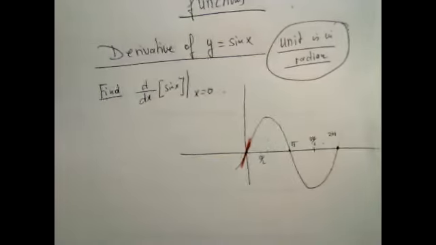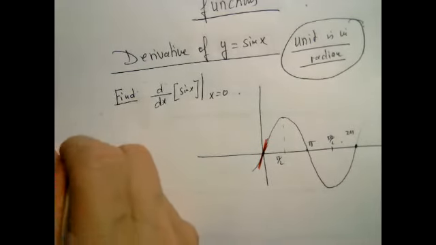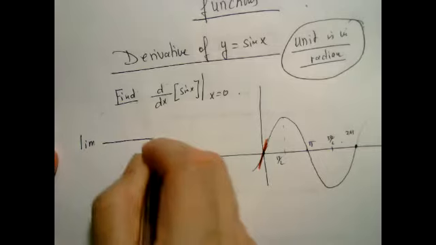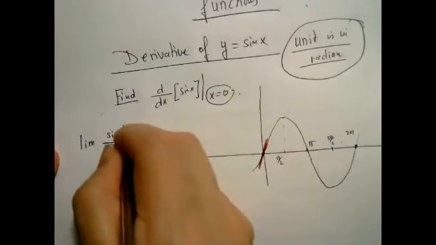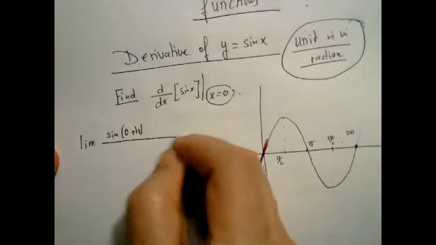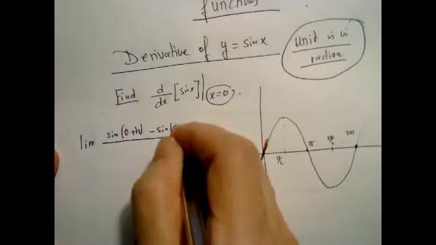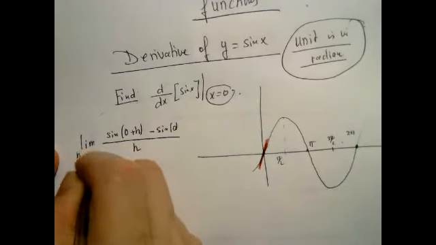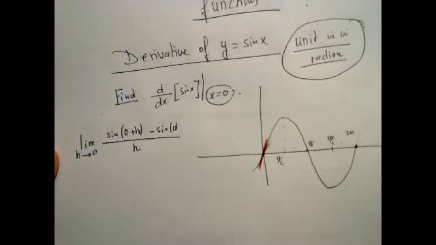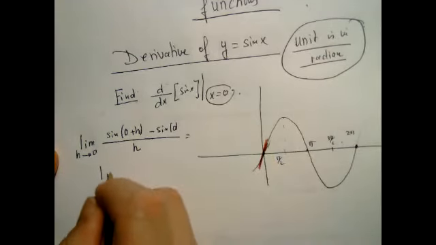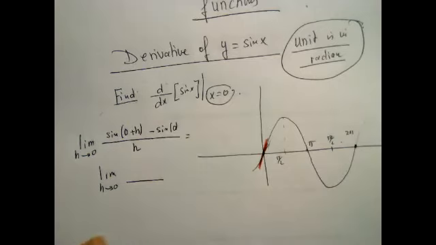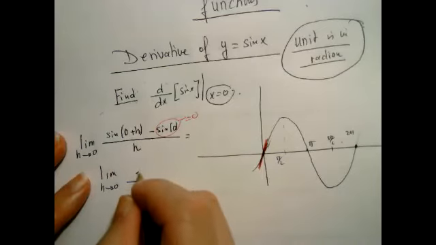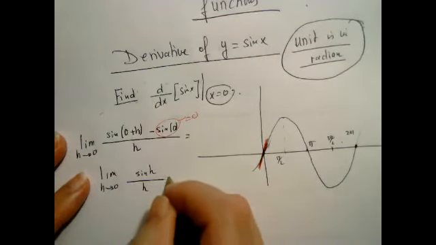All right, so what is the slope? We use the formula verbatim. The slope is a limit. Since I want it at 0, it has to be the limit of sine of 0 plus h minus sine of 0, over h, when h goes to 0. So I'm computing those little slopes. Sine of 0 is 0, so it's the limit of sine of h over h.